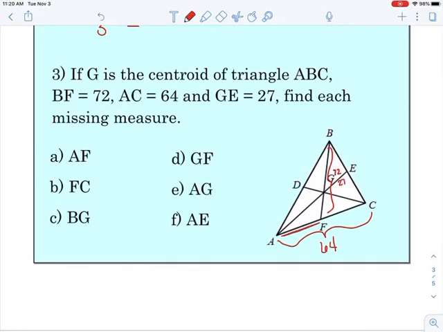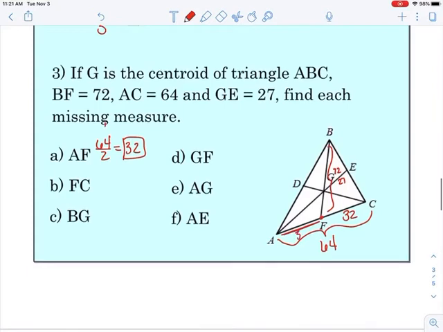So if I want to find the length of AF, if the entire length of AC is 64, remember F is the midpoint there, which means that AF is going to be half of that 64. So 64 divided by 2 will give me an answer of 32. So this piece is 32 now, and this piece is 32. FC, I just found that. That's 32.